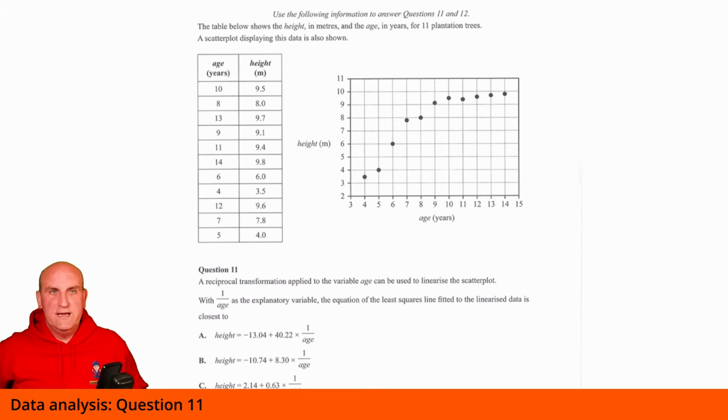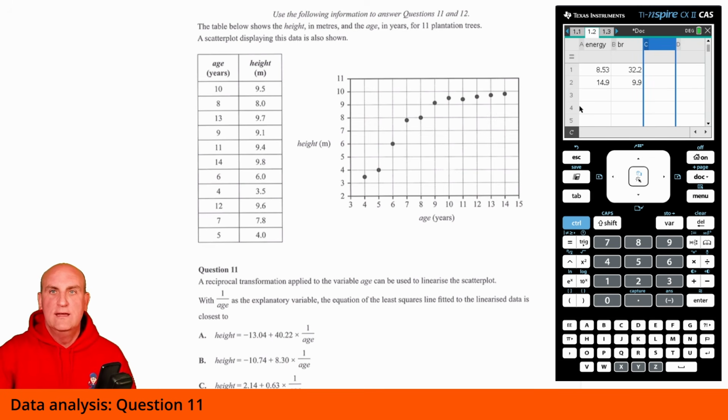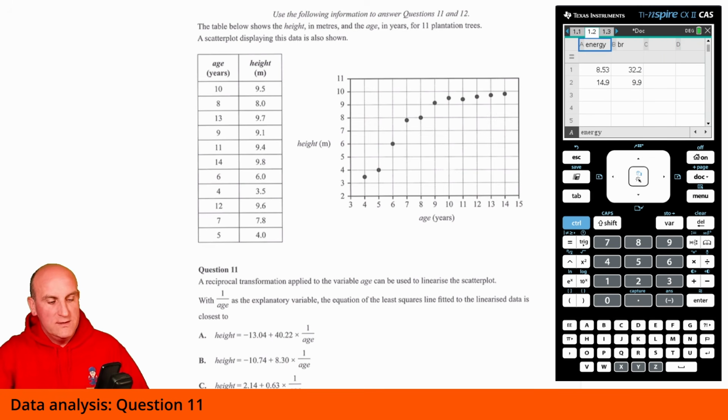Right, use the following information for questions 11 and 12. The table below shows the height in meters and the age in years for 11 plantation trees. A scatter plot displaying the data is shown. Okay, a reciprocal transformation is applied to age and can be used to linearize the data. Oh, guess what? I'm going to go back and fire up my calculator, and I'm going to put all that data in because I know that it's going to ask me to do it.